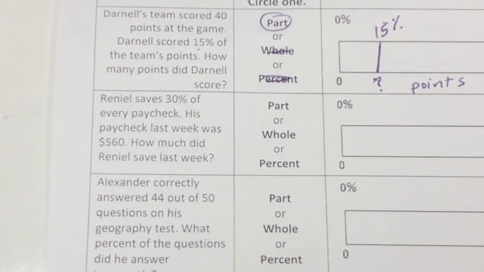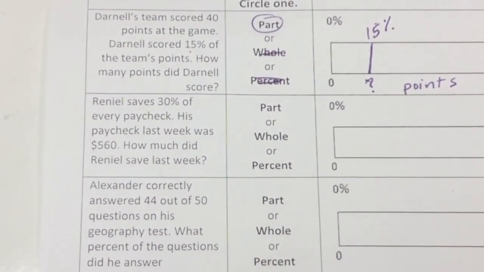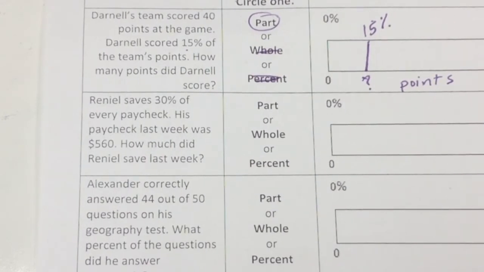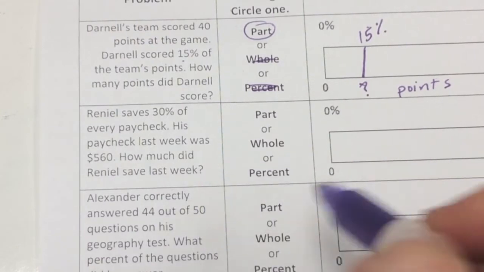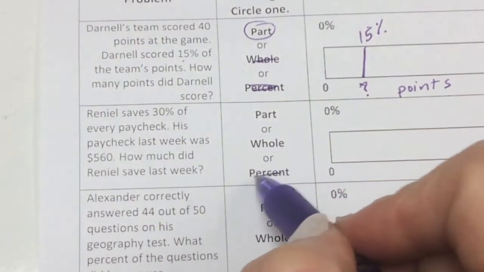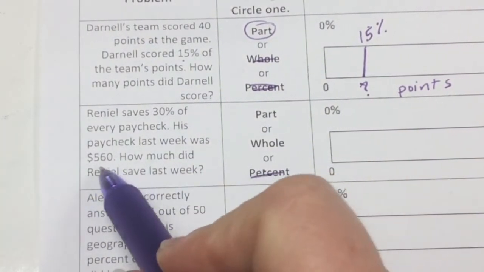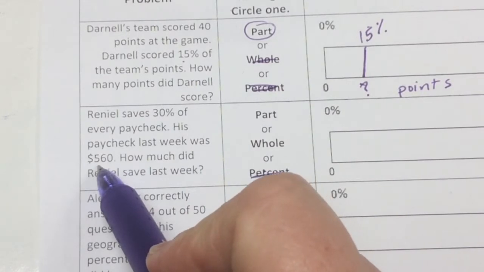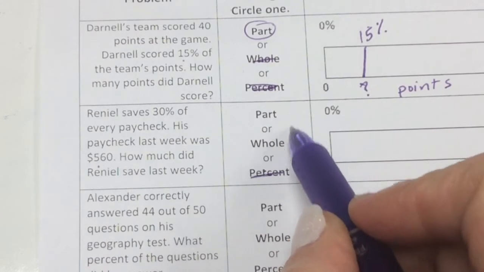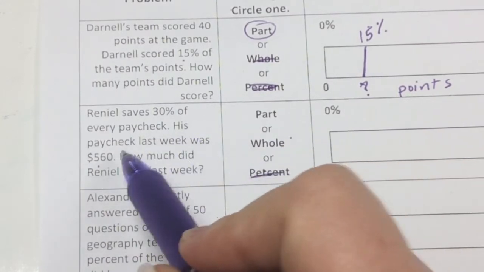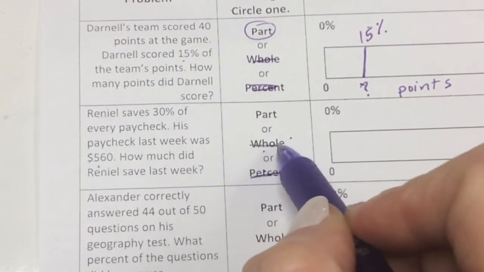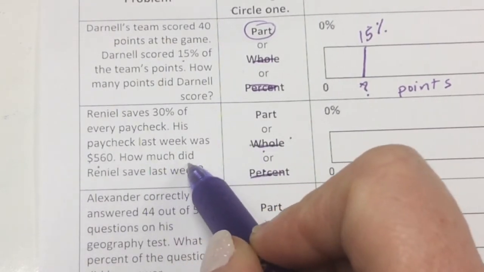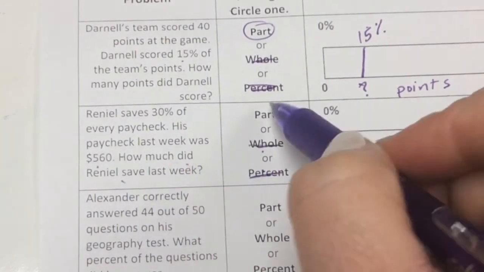Next one here. Rayneel saves 30% of every paycheck. His paycheck last week was $560. How much did he save? All right. Well, I know the percent. What I want to know now is that 560, is that the part that he saved or is that the whole check? Those are the 2 things I have to choose between. Let's see. His paycheck was $560. That means that's the whole amount. I want to know what part of that money did he save.